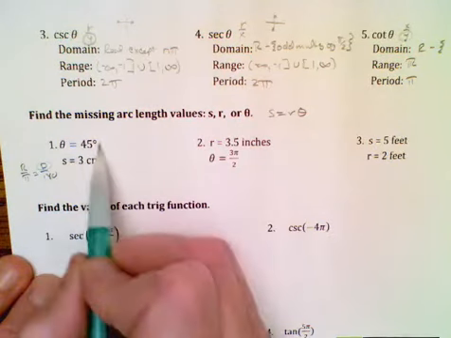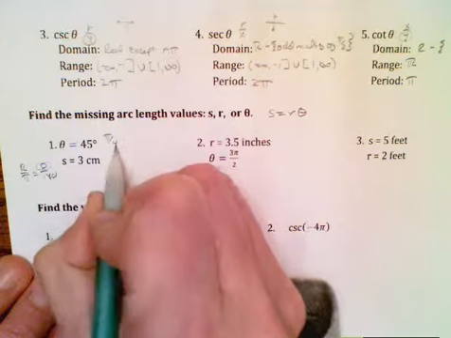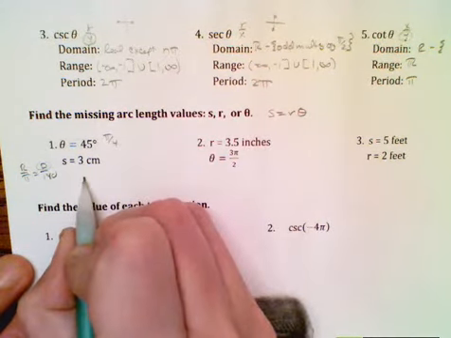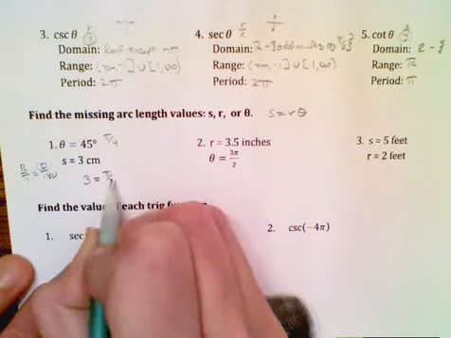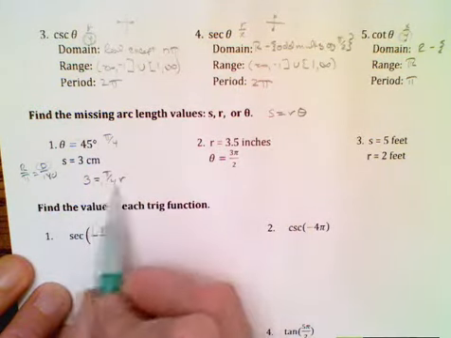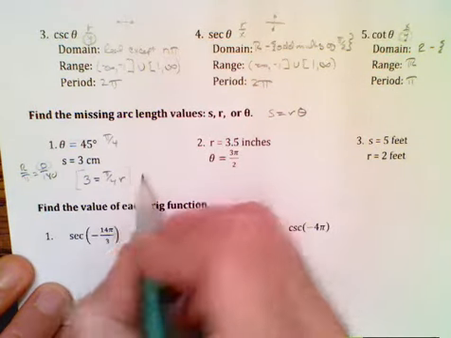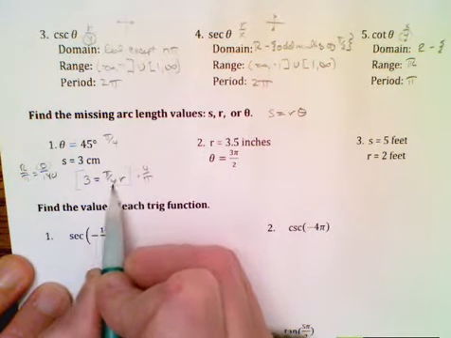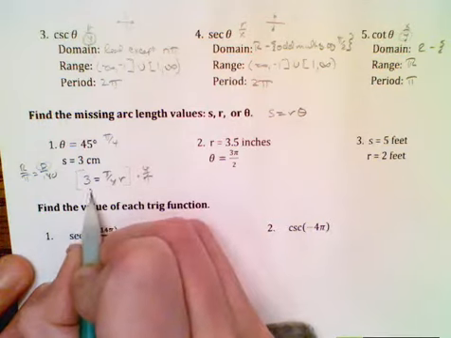This one I don't have to do that. I know that that is pi over 4. 45 degrees is pi over 4. So when I set my formula, S is 3 equals pi over 4 times r. So I need to solve for r. Easiest way to do that is take both sides of the equation and multiply by 4 over pi. That will cancel this pi over 4. And so I'm going to get 12 over pi.